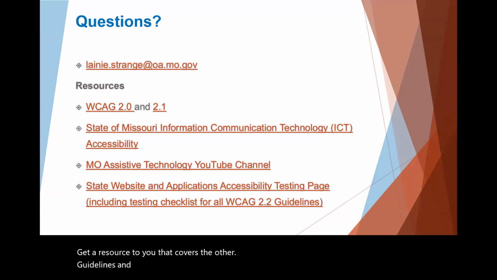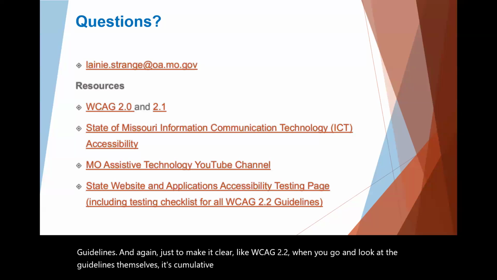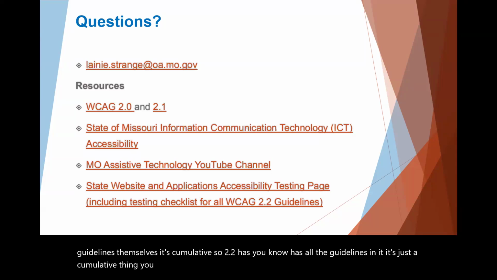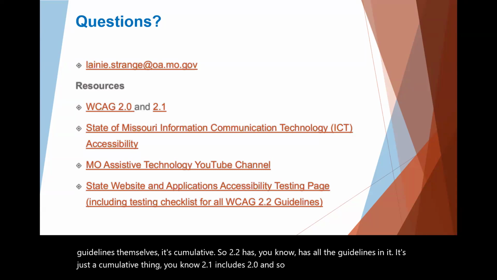And again, just to make it clear, when you go and look at the WCAG 2.2 guidelines themselves, it's cumulative. So 2.2 has all the guidelines in it. 2.1 includes 2.0, and so forth. Just to explain that.